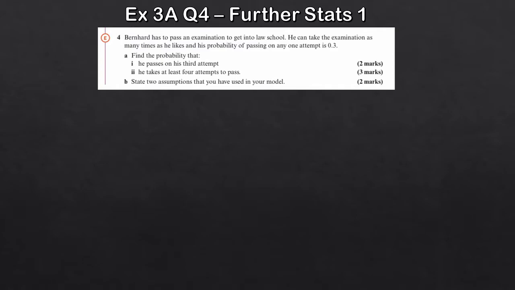As you can see above, this is the exercise it's from, 3A. This is the fourth question. We've got Bernard. He's taking an examination to get into law school, and he can take the examination as many times as he likes, and the probability of passing on any one attempt is 0.3. This is a pretty standard question, just looking at a bit of probabilities, and then part B just wants you to state the assumptions that you've used. So let's have a go at doing this.